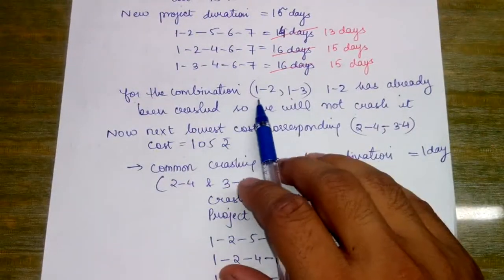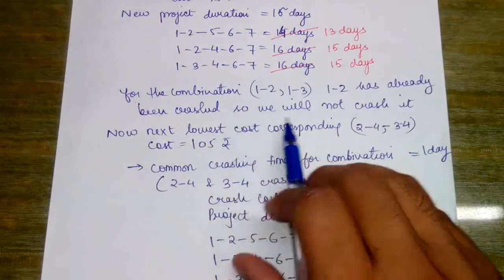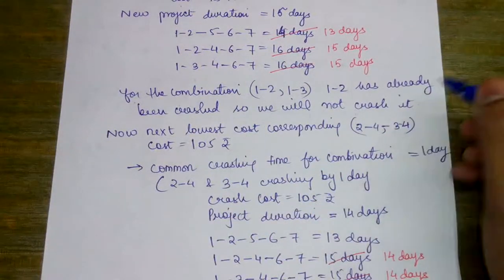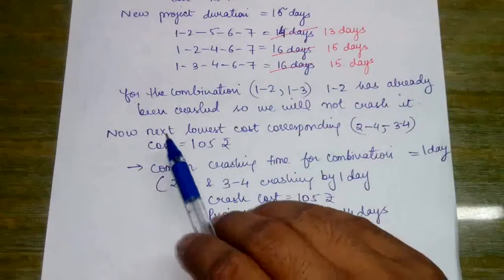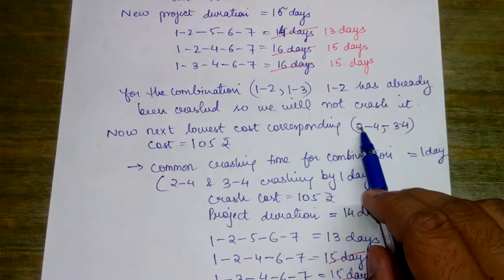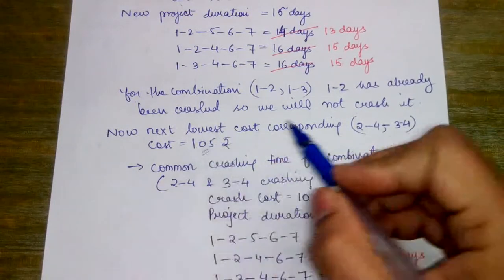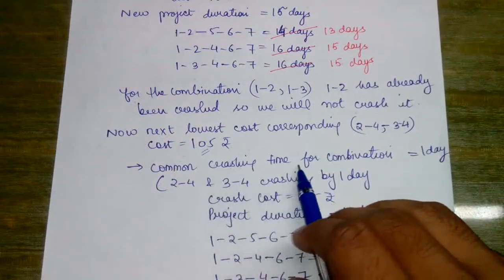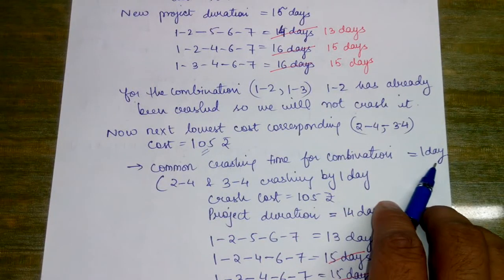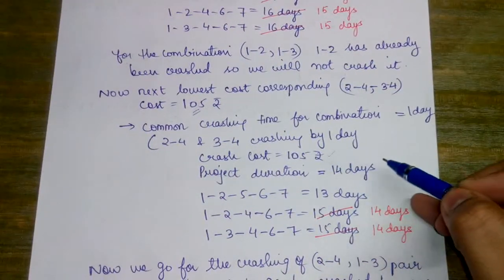Now for the combination 1 to 2 and 1 to 3, 1 to 2 has already been crashed, so we will not crash it further. It has been completely exhausted. Now the next lowest cost we will find for 2 to 4 and 3 to 4, which is 105 rupees. So the common crashing time for the combination is 1 day. We can see it from the table, and the crashing cost is 105.